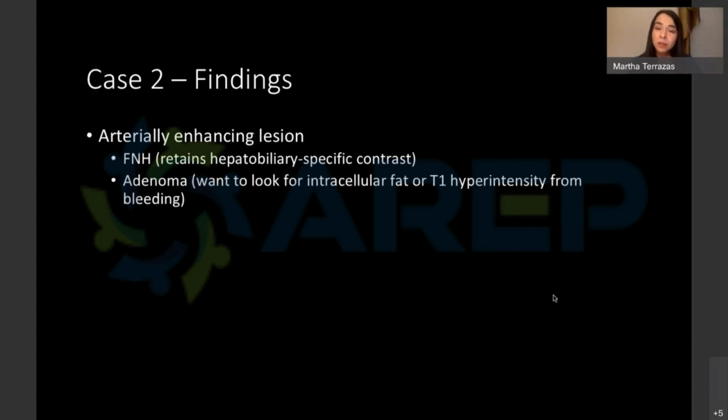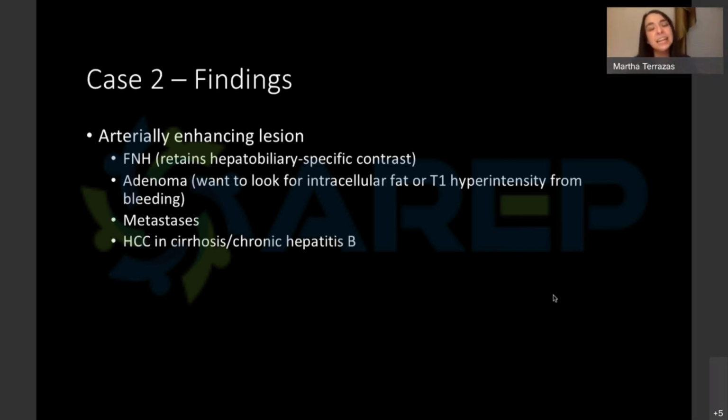And so you're going to want to look for intracellular fat, as we talked about, on our opposed phase and in phase, or you're going to want to look at your T1 sequence, because the other things that we know about adenoma is they can have intracellular fat, or they can be T1 fat sat hyperintense, meaning they bleed. And of course, metastases, just like in our last case. We can always throw in metastases for this. We want it in the back of our minds. We want to be thinking, could this be metastases? Of course. And HCC in a cirrhotic patient or chronic hepatitis B.